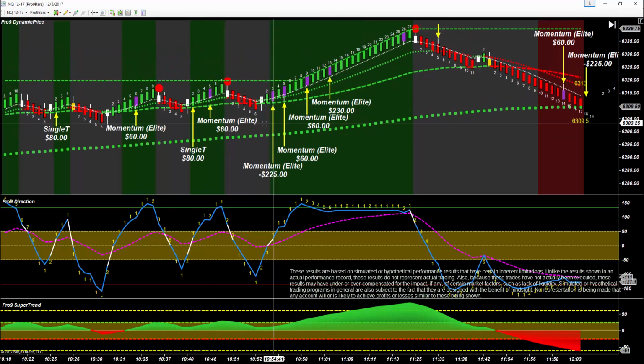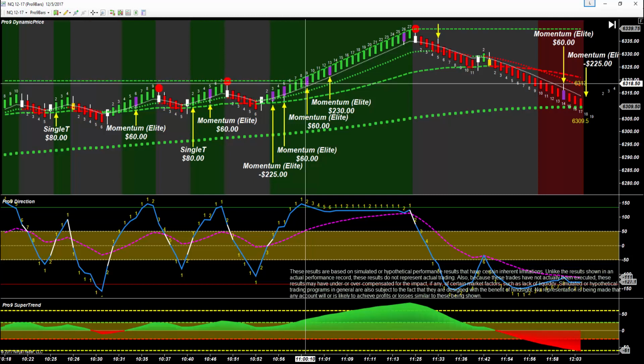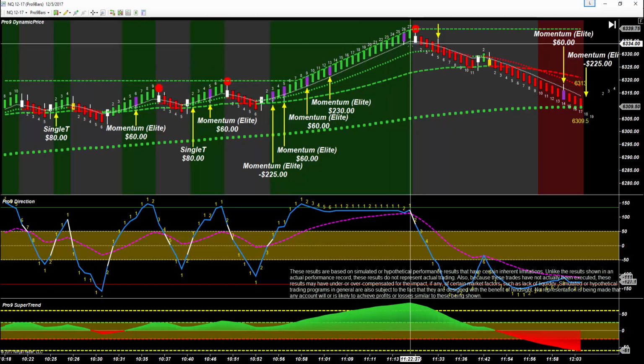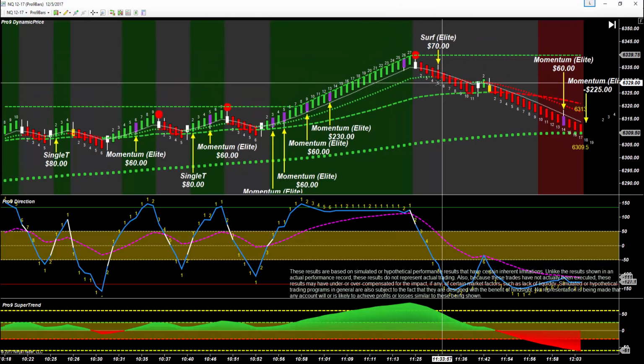Then we have a string of momentums back to back in one run. Our first one does go against us. However, we do have two that just hit profit target. And finally, the third one lets us catch the runner, catching the rest of this run, eventually getting stopped out by this turn bar. Then we have the surf short that hits profit target, and the runner grabs a couple extra ticks.